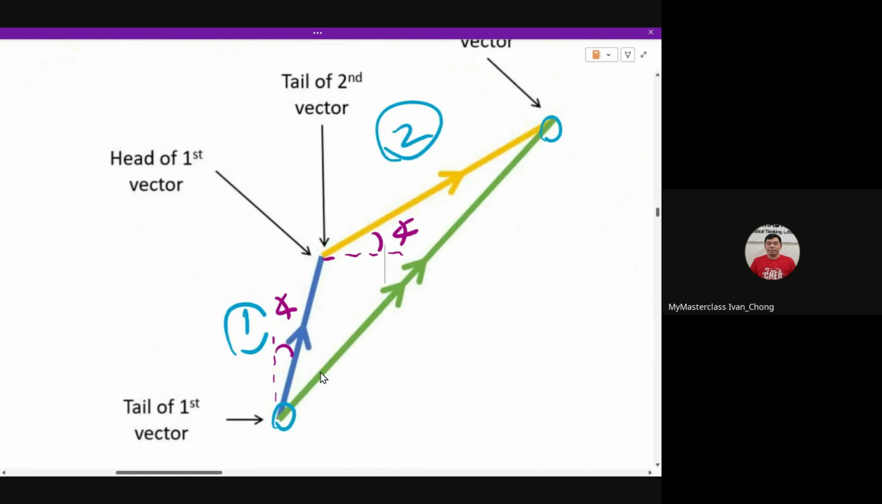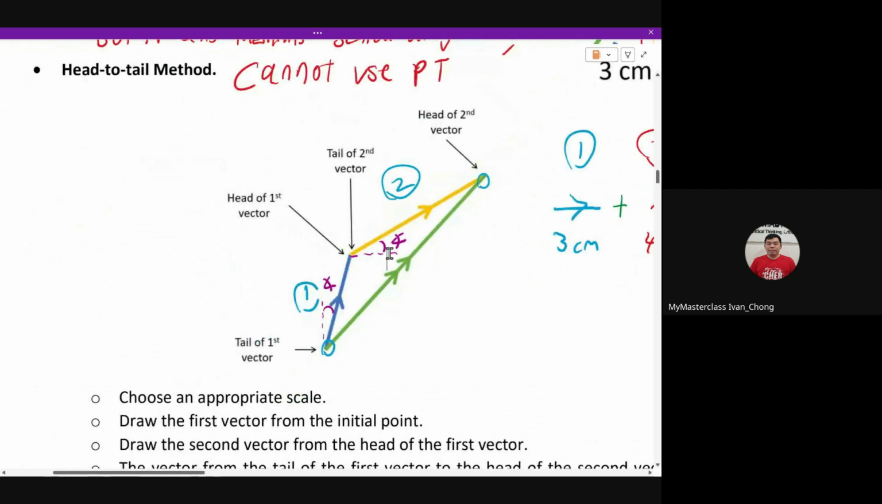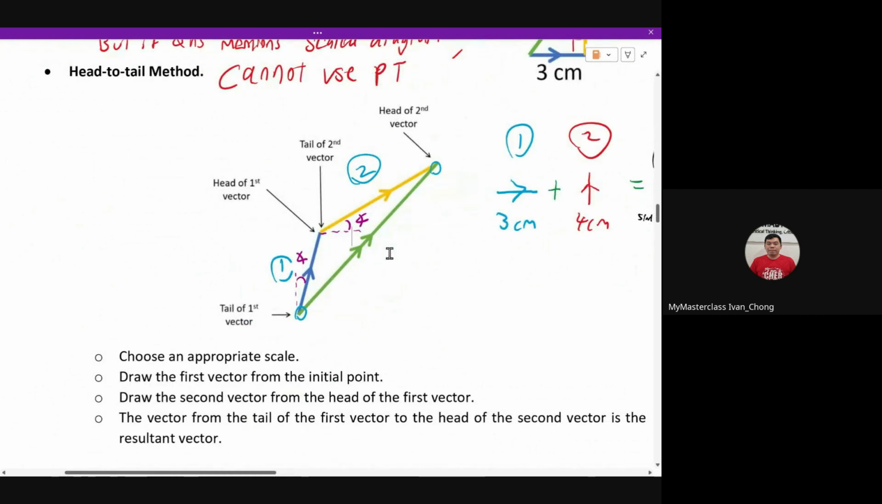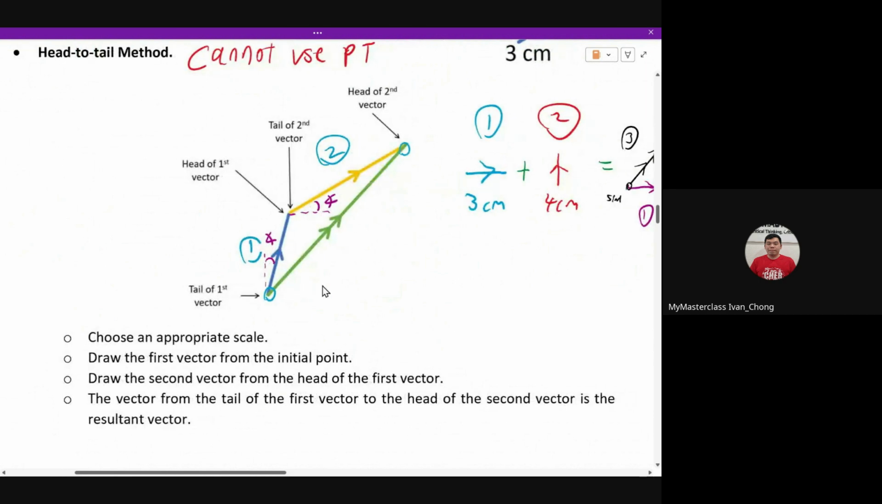Now, when do I use a vertical baseline? When do I use a horizontal baseline? It depends on the question. If the angle that they give you is from the vertical, we use vertical. If the angle that they give you is from the horizontal, we use the horizontal. It'll make more sense when we start doing the word examples, but for now, just take it as it is.